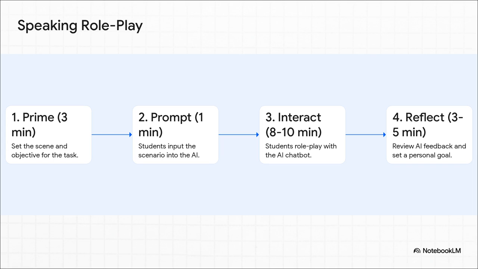And check out this flow. It guides students through a whole learning cycle in about 20 minutes. First, you prime them. You set the scene. Then they pop the prompt into the AI. They have the actual conversation, and then, this is so important, they reflect on the AI's feedback and set a goal for themselves. It's a complete loop.